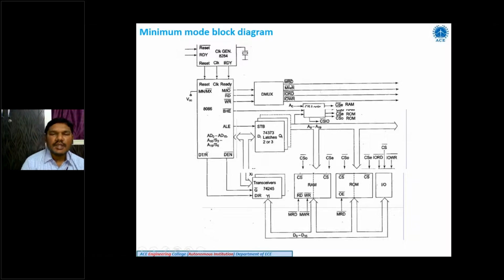MRD stands for memory read, MWR stands for memory write, IORD stands for IO read, and IOWR stands for IO write. That means how data can be read from the memory or from the IO devices, or how data can be given to the memory or to the output device. These are called the control signals of IO and memory.